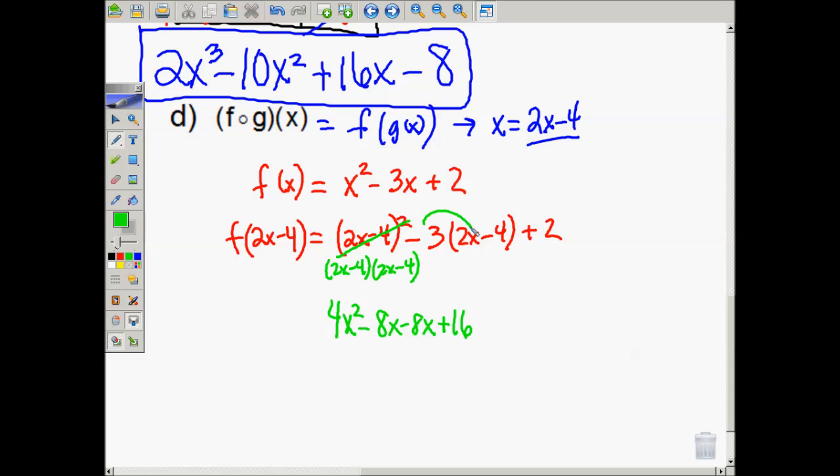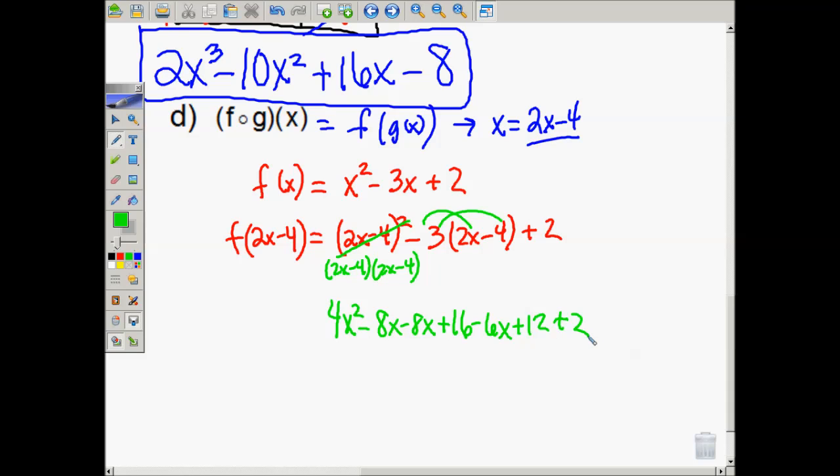Combine that first. Distribute. I'm going to combine at the end. Negative 3 times 2x is? Negative 6x. Perfect. Negative 3 times negative 4 is? And then this 2 just tags along.